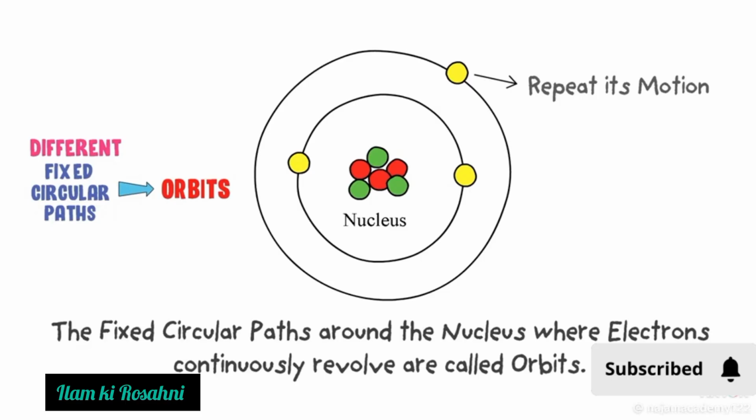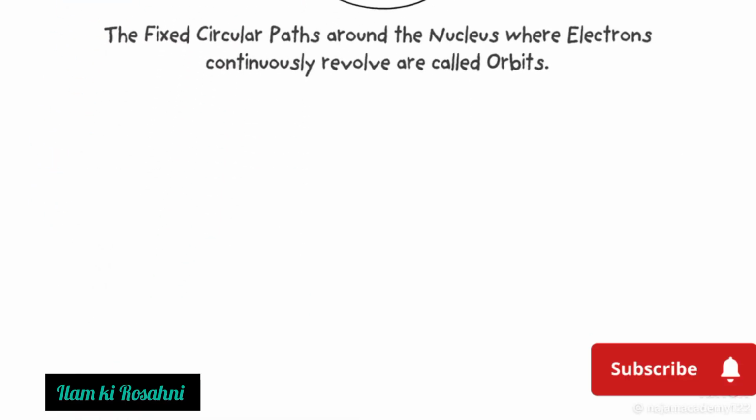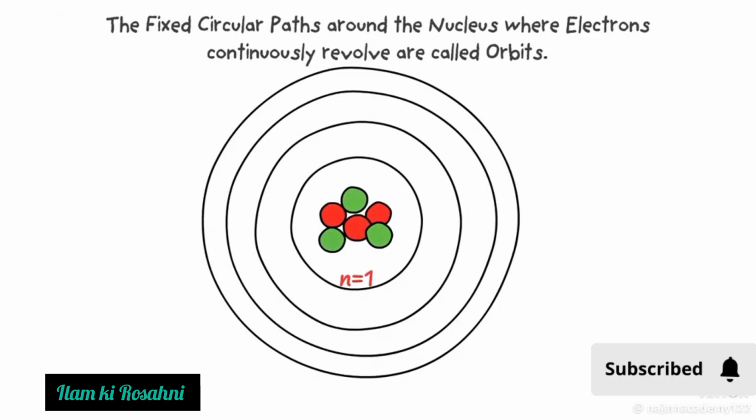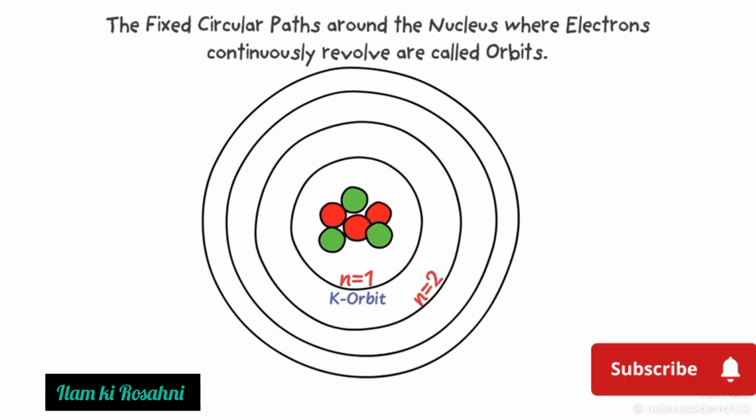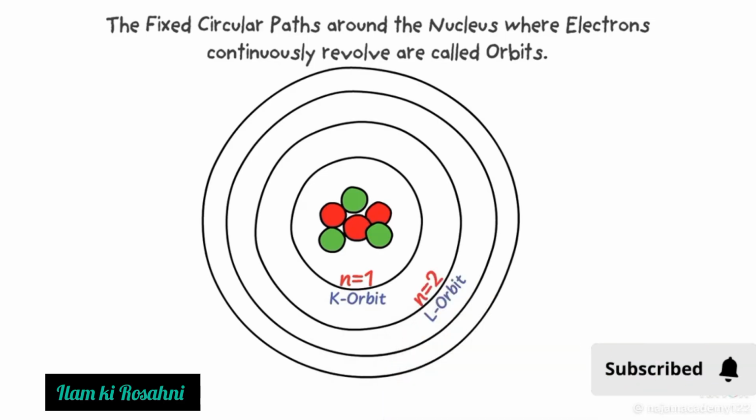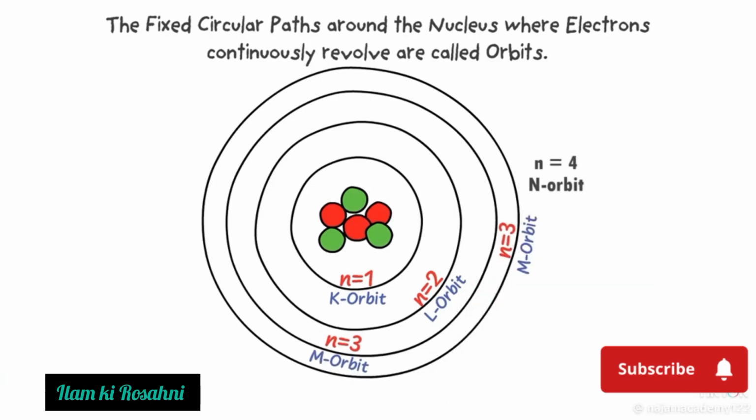In chemistry, orbits are denoted by small n. For example, when n is equal to 1, it is called the first orbit or K orbit. When n is equal to 2, it is called the second orbit or L orbit. When n is equal to 3, it is called the third orbit or M orbit. And when n is equal to 4, it is called the fourth orbit or N orbit.